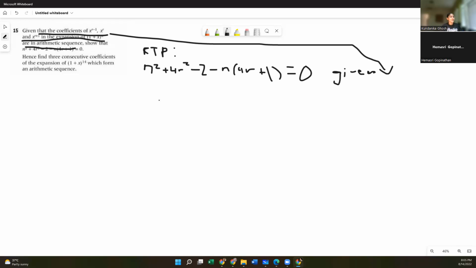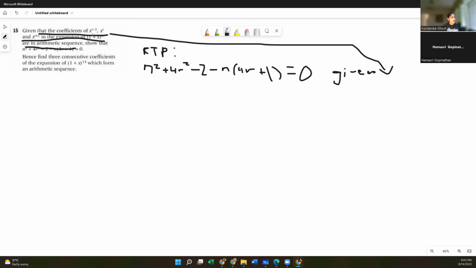Because the coefficients of x to the r minus 1, x to the r, and x to the r plus 1 are in an arithmetic sequence, that means that the difference between n choose r and n choose r minus 1 is going to be equivalent to the difference between n choose r plus 1 and n choose r. Do we get that, or do we want to see it some other way? Can you visually show that to me?